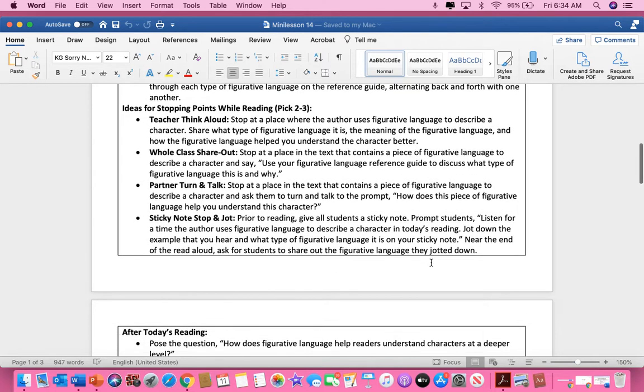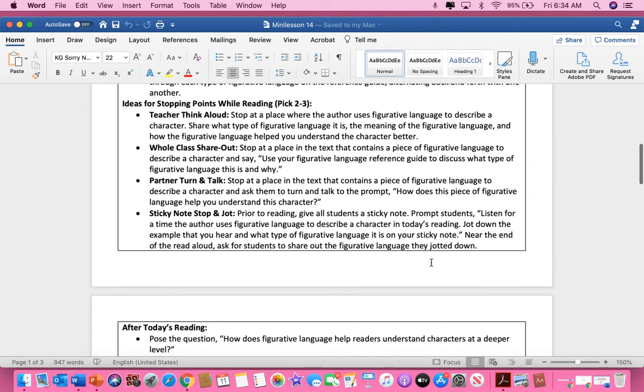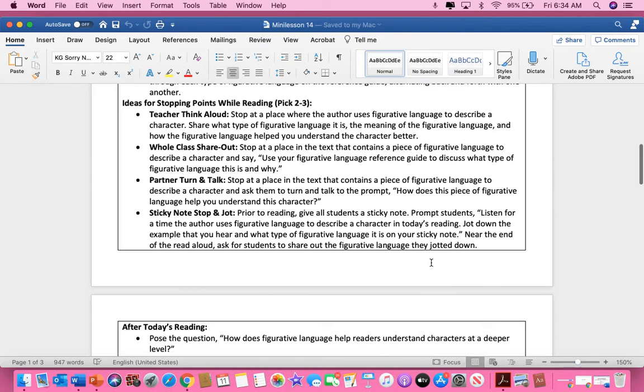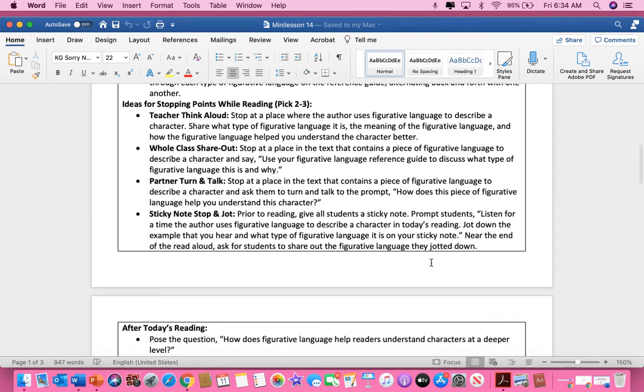There's ideas for stopping points during the interactive read aloud. I recommend only picking 2 to 3 so you're not continuously stopping, but there's just ideas of if you could stop, what could you say, what prompts could you use. For example, you could have students with the partner turn and talk: stop at a place in the text that contains a piece of figurative language to describe a character and ask them to turn and talk to the prompt, how does this piece of figurative language help you understand this character?